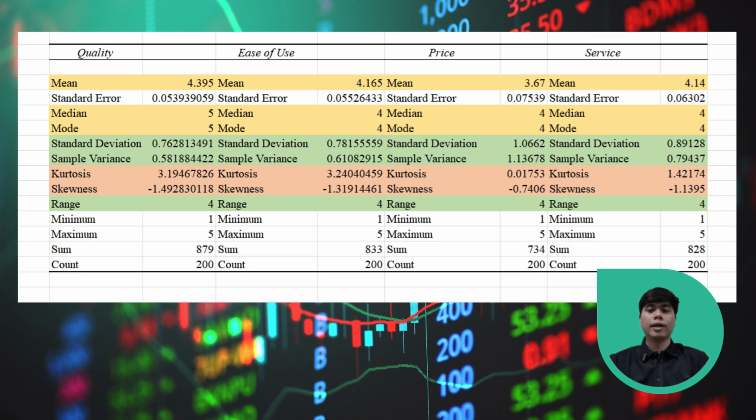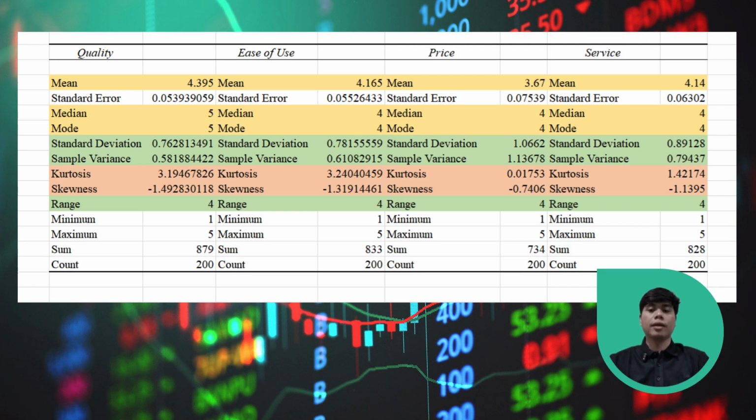First, quality had the highest average rating at 4.4 out of 5, with a standard deviation of only 0.76. That low standard deviation tells us customers were pretty consistent in rating quality highly. There wasn't much disagreement. Ease of use came in next at a mean of 4.17, and service was close behind at 4.14. Both attributes also show fairly tight standard deviations, so customers generally feel positive and consistent about these two.